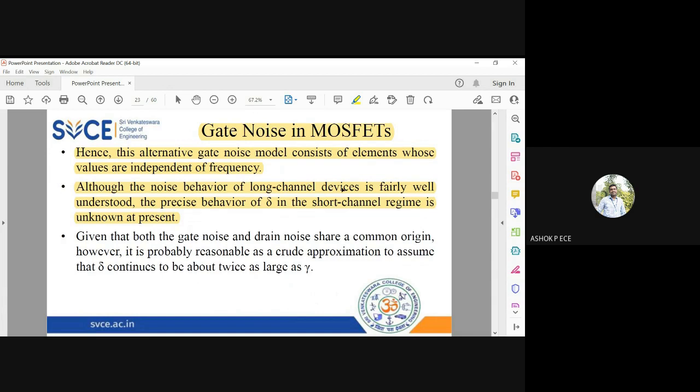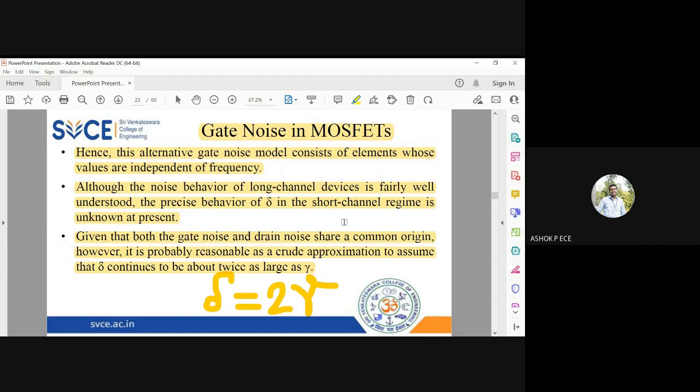The noise behavior is fairly good for long channel when you compare with short channel. But for drain current noise, it was the reverse case, right? Given that both these noises share a common origin, it is probably reasonable to assume delta is twice as large as gamma. When you correlate this noise and drain current noise, there we use the term gamma; here we use the term delta, right? So if you design the MOSFET with a parameter delta equal to 2 times gamma, then you can approximate that both the noises are going to be the same.